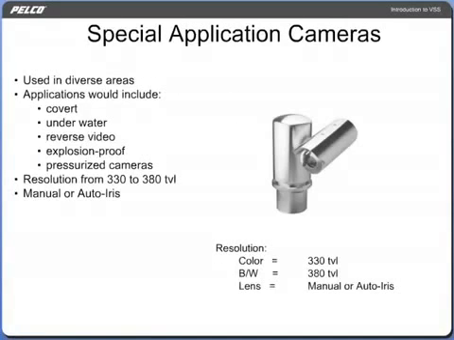Special application cameras are used in diverse areas. Applications would include covert, underwater, reverse video, explosion-proof, and pressurized cameras. The resolutions for these cameras range from 330 to 380 TVL and can operate with a manual or auto iris.